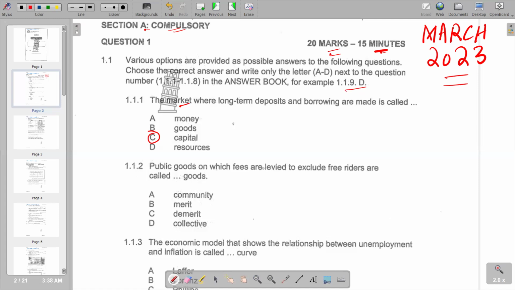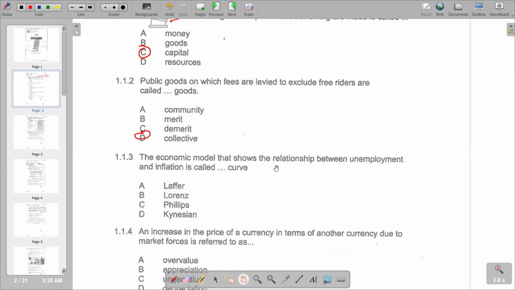Capital market, on which fees are levied to exclude free riders are called dash goods. We are given community goods, amenity goods, and collective goods. Then we go to the next part of our question, 1.1.3. The economic model that shows the relationship between unemployment and inflation is called dash curve. We have got Laffer curve, Lorenz curve, Phillips curve, and Keynesian curve. So the correct response that we have there is the Phillips curve.